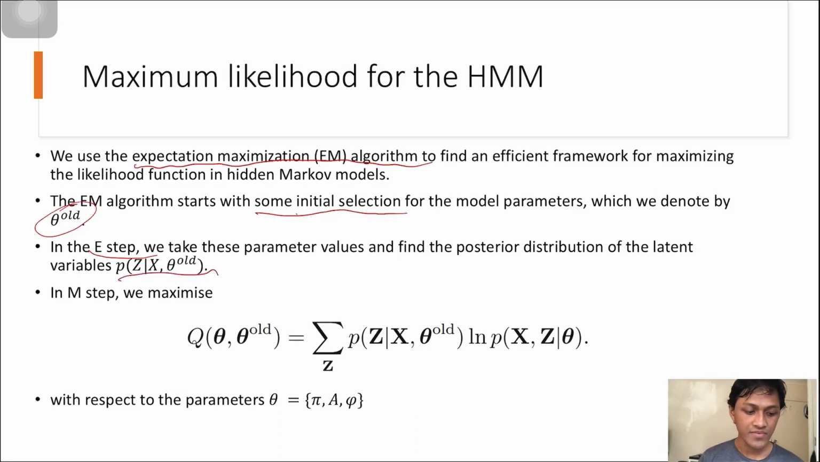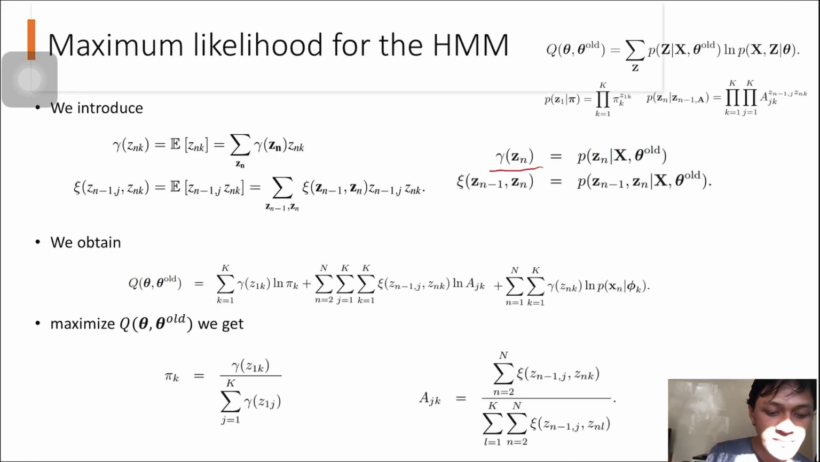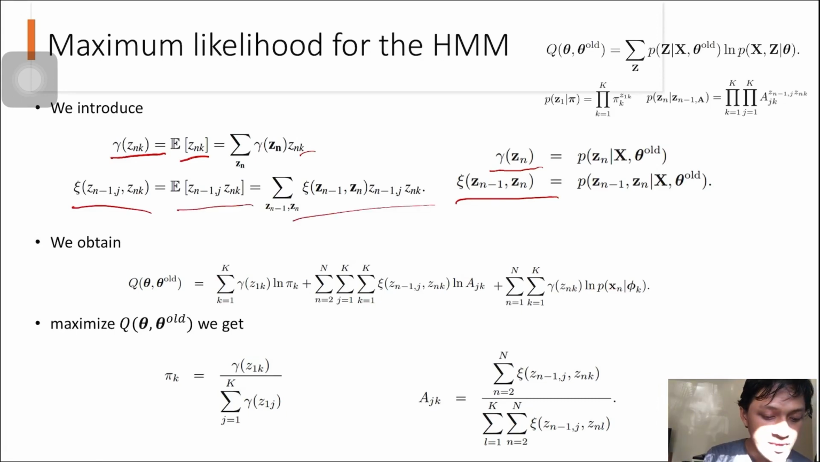While in the M step, we maximize this function with respect to the parameters theta, that is pi, A, and sigma. So here we use gamma(Zn), which represents the marginal posterior distribution of latent Zn. Also epsilon(Zn-1, Zn), which represents the joint posterior distribution of two successive latent variables. So we also get gamma(znk). From here we can get the expression of the expectation of znk, which equals the sum of gamma(Zn) times znk. And also for epsilon, we take the expectation and we get this formula.